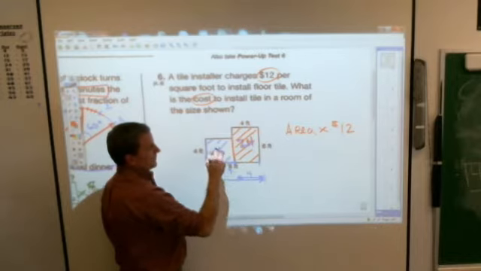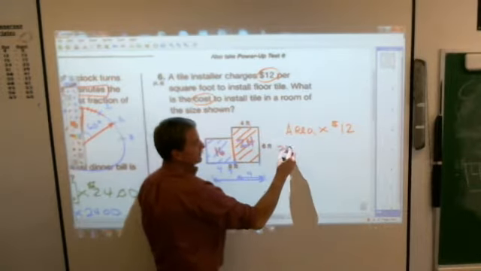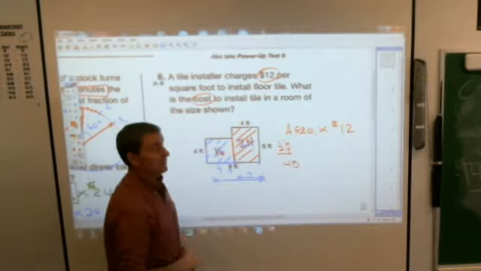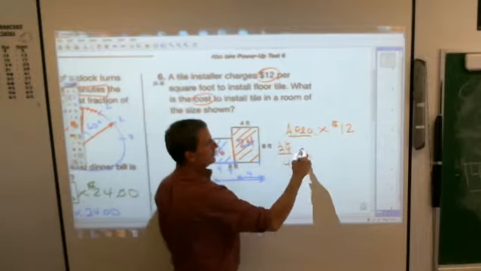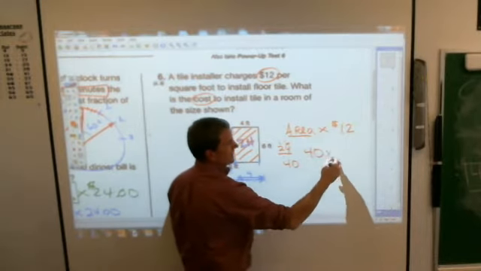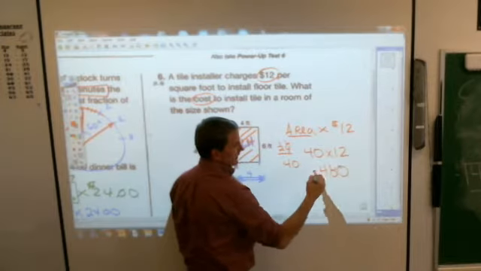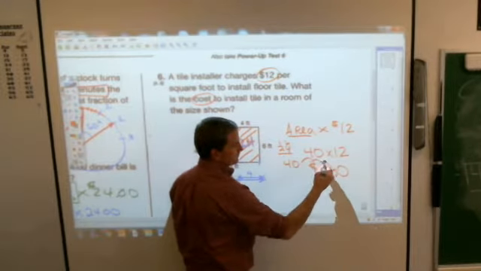So this is 16, this is 24. I add them together because it's the 2 areas added together, and that is 40. It's not my answer, because remember at the beginning I said I have to take my area, which is 40, and multiply that by $12, and that's where $480 comes from.